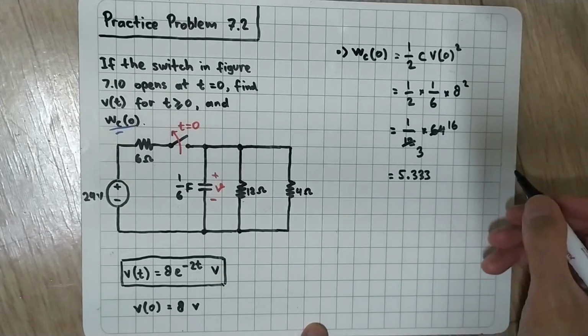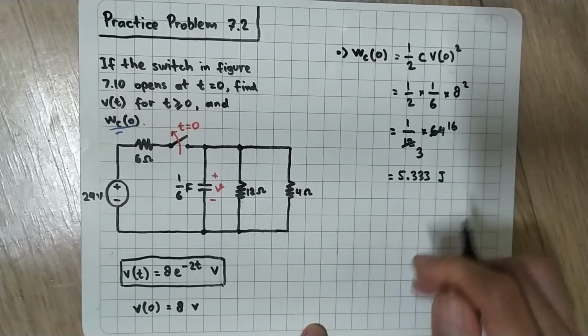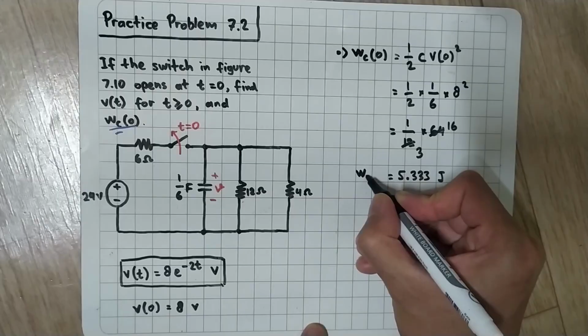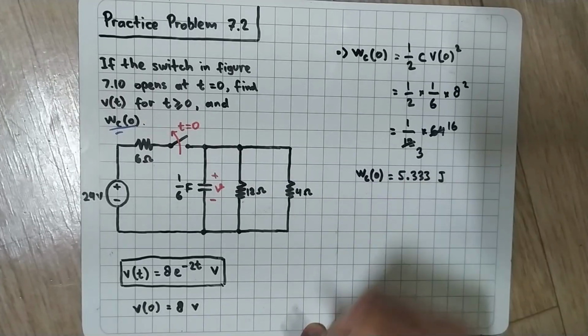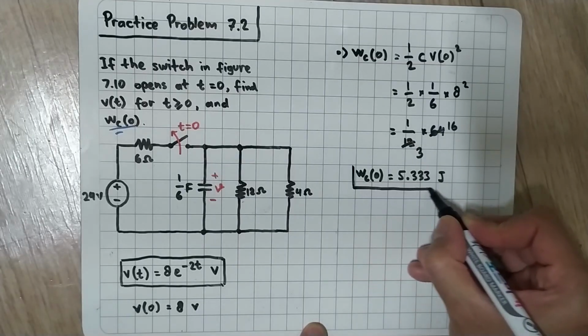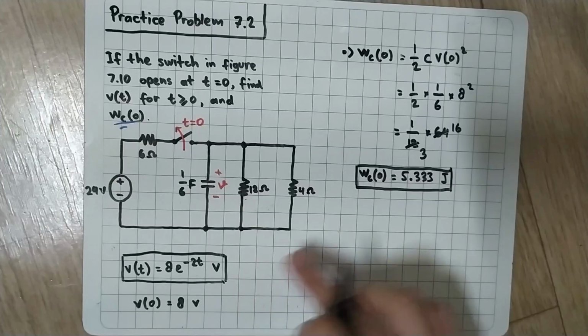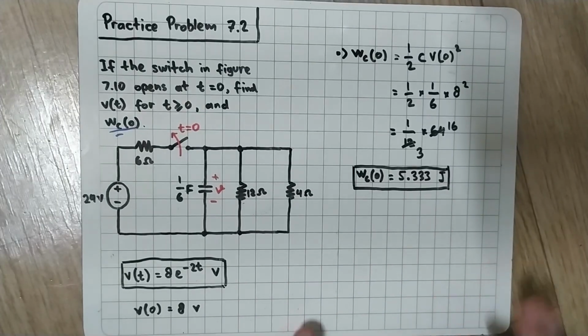Okay, let's do 3 digits behind the point. So the unit is joule. So this is the energy stored in the capacitor at time equal to 0. So this is our answer. So this is the answer for practice problem 7.2. So hopefully this will help you in solving this problem.